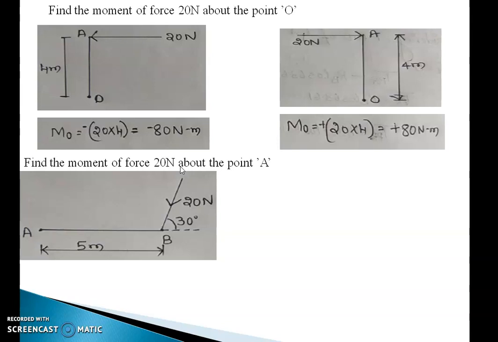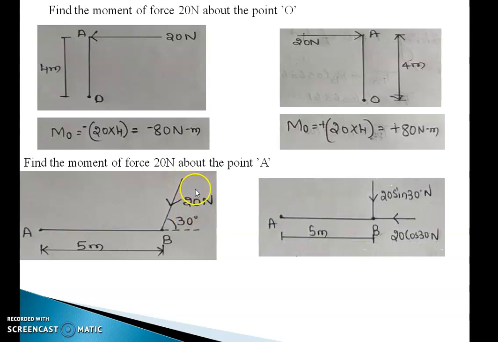In the previous two problems, in the first problem force was vertical, in the second problem force was horizontal. In this case force is inclined. I need to find moment of this force about point A. A is my moment center. Difference between A and B is 5 meter. The 20 Newton force is inclined, making 30 degree with respect to horizontal. When force is inclined, first step is to resolve the force into the horizontal axis and vertical axis components.